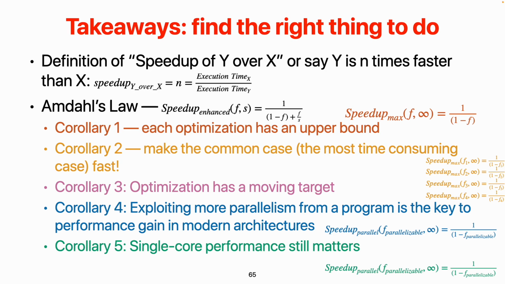So here's the takeaway for Amdahl's law, these 5 things. Each optimization has an upper bound. Make the common case fast. Optimization has a moving target. Exploiting more parallelism is more important nowadays. And single core performance still matters.